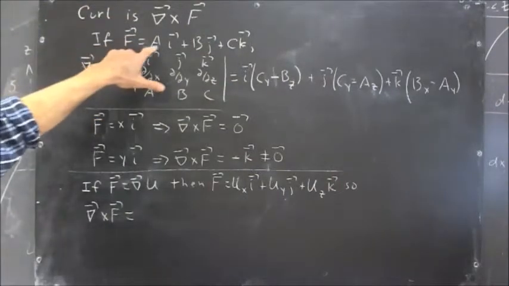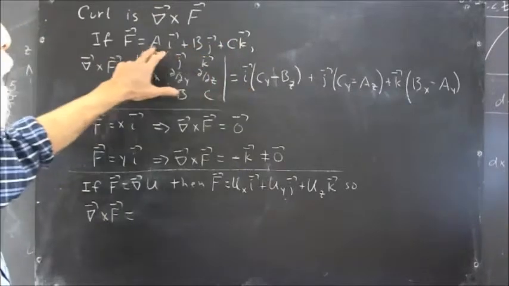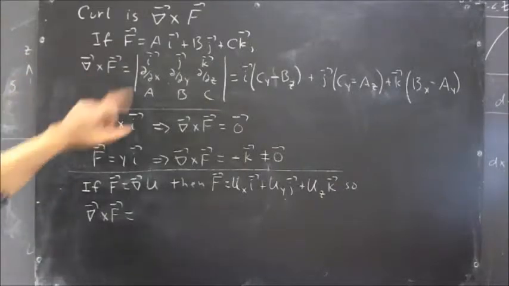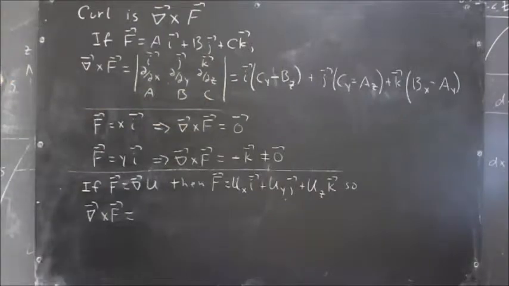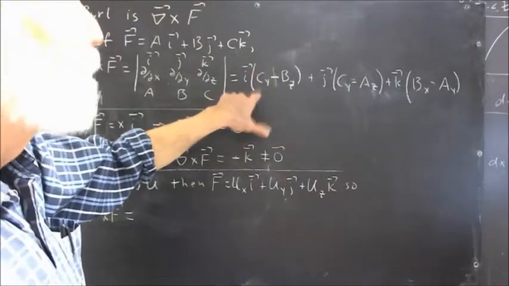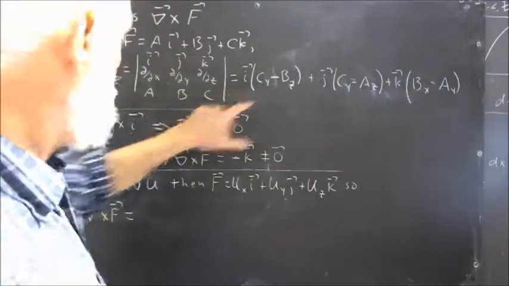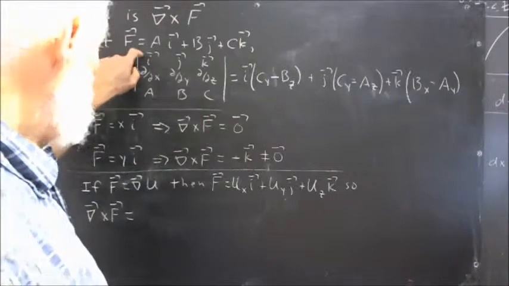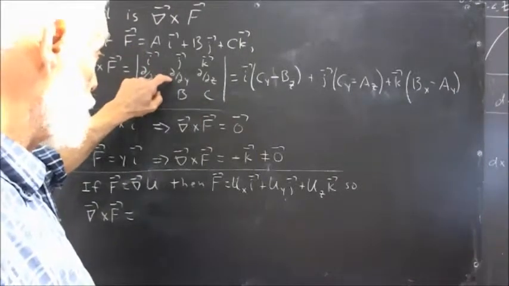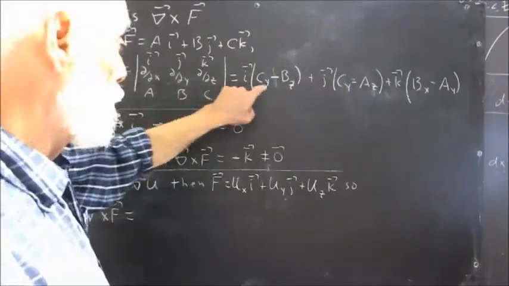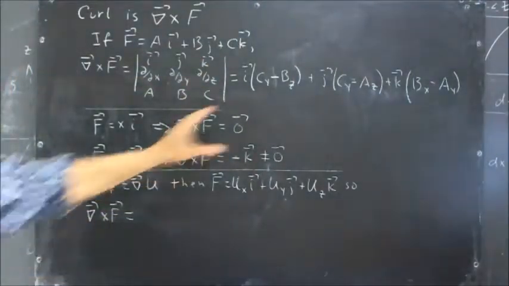So if F is Ai plus Bj plus Ck, where A, B, and C are implicitly functions of x, y, and z, then del cross F is equal to this determinant. And that's equal to i times this. Well, I'm not going to read it to you. You can evaluate this determinant. C sub y means the derivative of C with respect to y. So i times partial with respect to y operating on C gives you i times C y, the partial derivative of C with respect to y, etc. So that's the interpretation of those quantities.